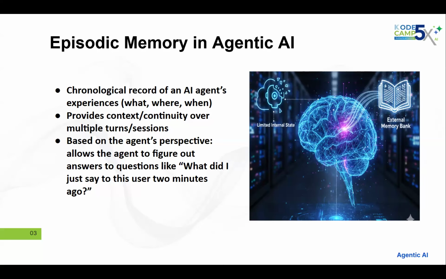It allows the agent to be able to figure out, hey, three hours ago, what did I say to the user? So if the user refers to some previous item in the conversation with the agent, the episodic memory allows the agent to identify what exactly the user is referring to and use that as context as the conversation continues, without having to ask clarifying questions and all that.